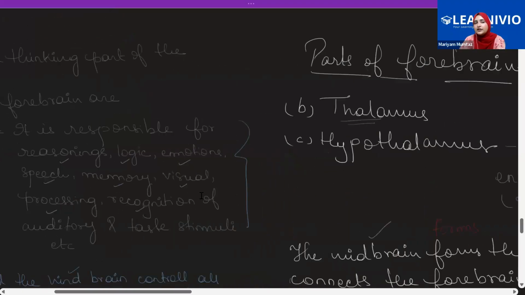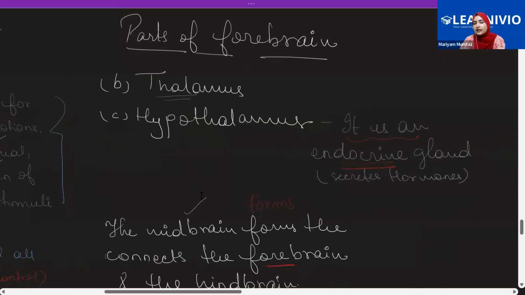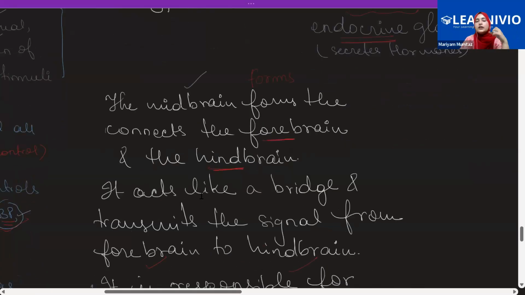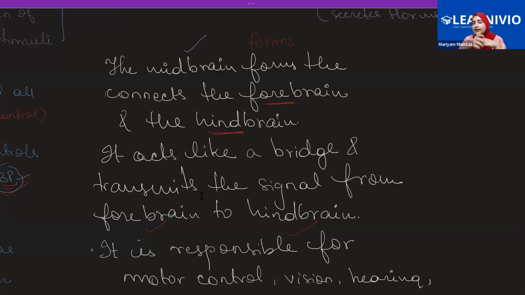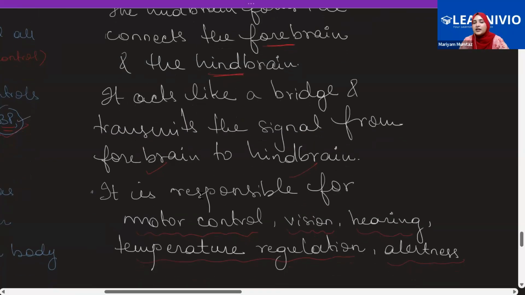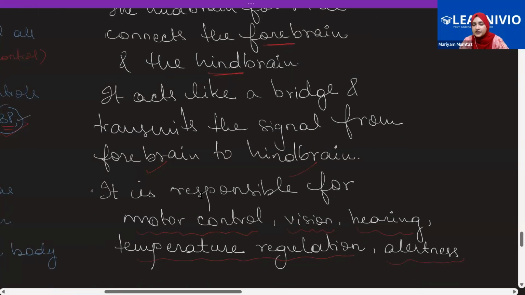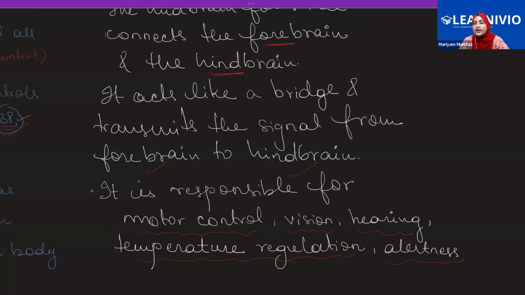Hypothalamus, which is another part of the forebrain, is an endocrine gland. We saw how the midbrain forms the connecting region between the forebrain and the hindbrain. That's the function of the midbrain. It acts like a bridge responsible for transmission of signals from the forebrain to the hindbrain, so it is present in between those two. What is the midbrain responsible for? It is responsible for motor control, vision, hearing, temperature regulation, and alertness of our body.